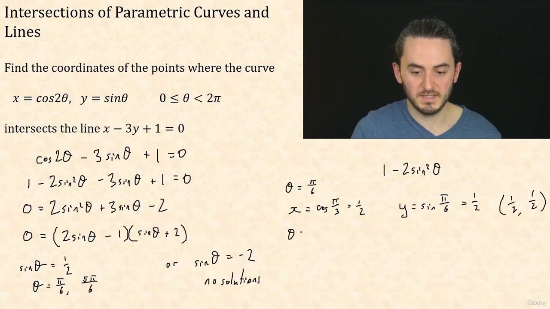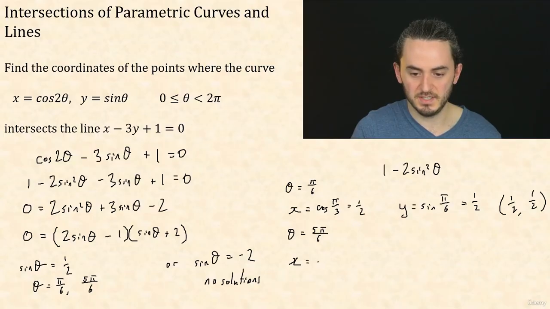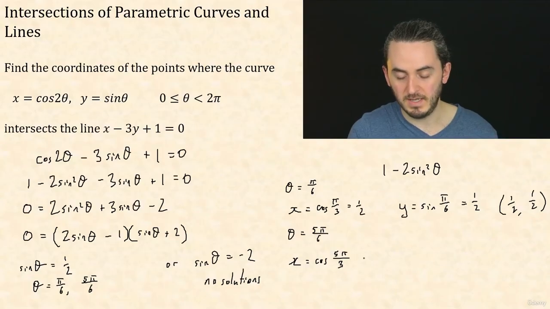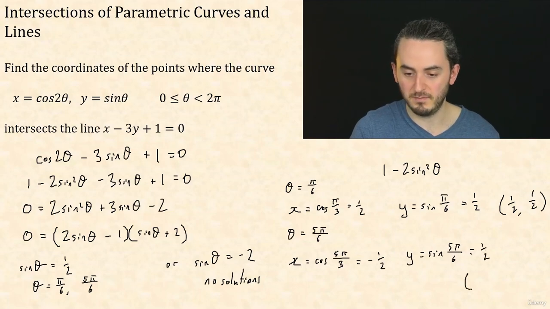And what about when theta is 5 pi over 6? Well, what we get is x is cos of double that, which is 5 pi over 3, and that is minus a half, and we get y is sine of 5 pi over 6, which is a half. And so the coordinates we get from that are minus a half and a half.